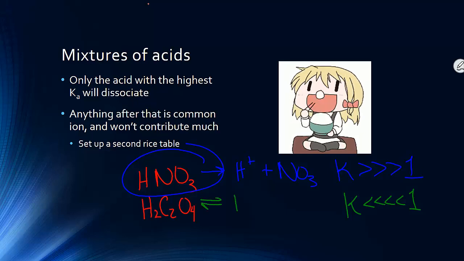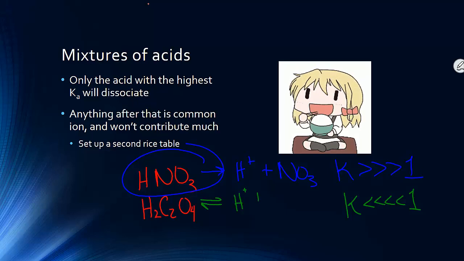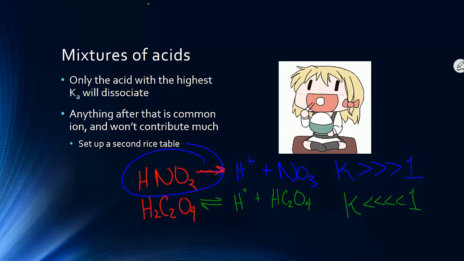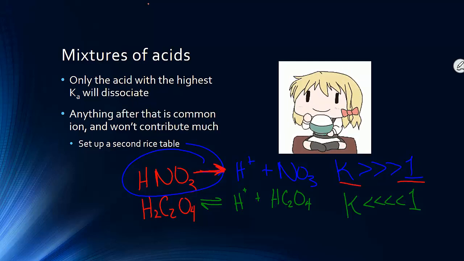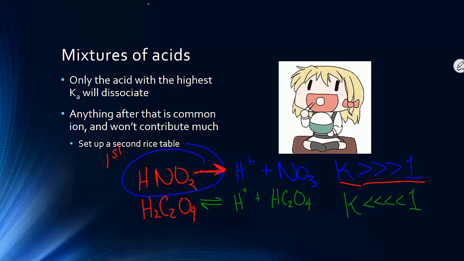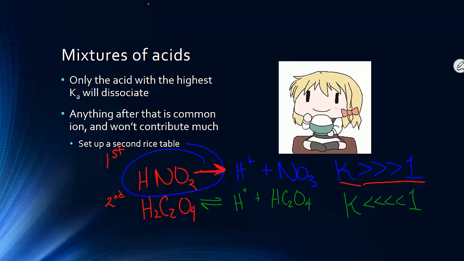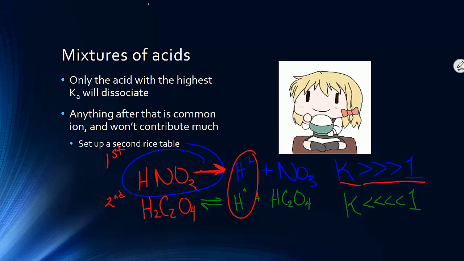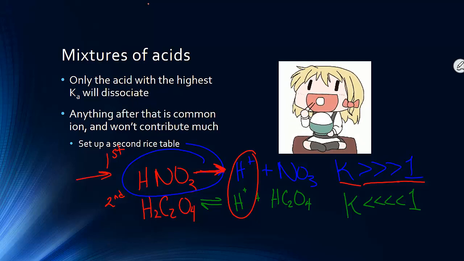It sets up an equilibrium where oxalic acid will make bioxalate and a hydrogen ion. Since the first reaction is more heavily favored, it's more thermodynamically favorable, it will happen first. And anything left over will occur with the oxalic acid. We end up with a common ion, and therefore, we have two RICE tables, where the first one is pretty straightforward.